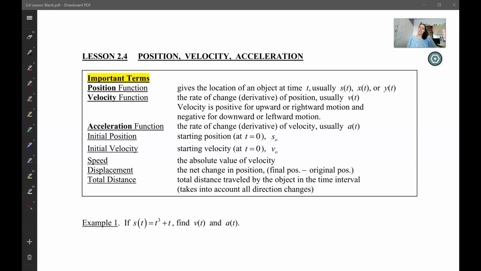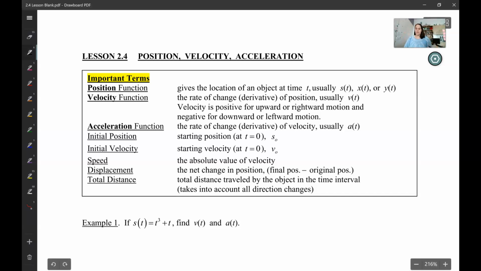Now this lesson is all about a specific application for derivatives. This is a very big application. You can pretty much guarantee you're going to see it on the AP test, and if you're taking physics right now, it'll probably help you a little bit. So this application is talking about position, velocity, and acceleration.